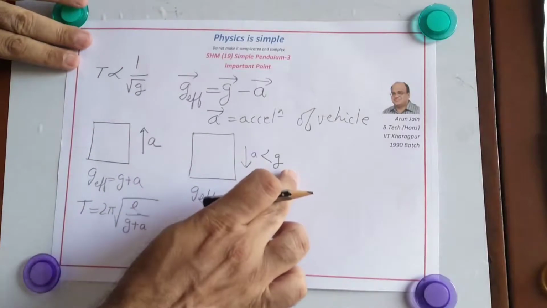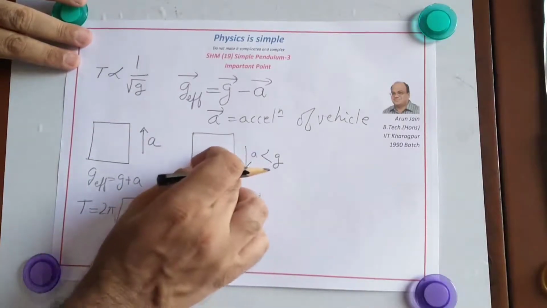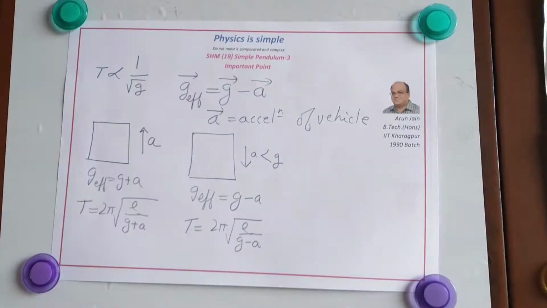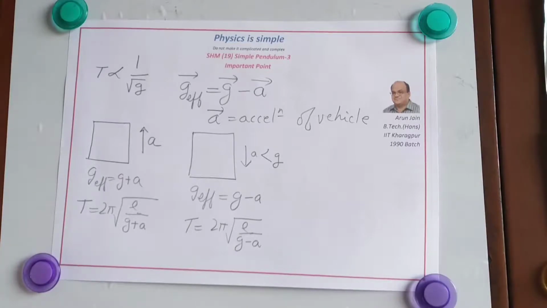If the acceleration is more than g here, then the bob will slowly move up and sit there, you'll have no pendulum. And if the acceleration is equal to g, then it is free fall, the bob will be weightless, the pendulum will not oscillate at all.